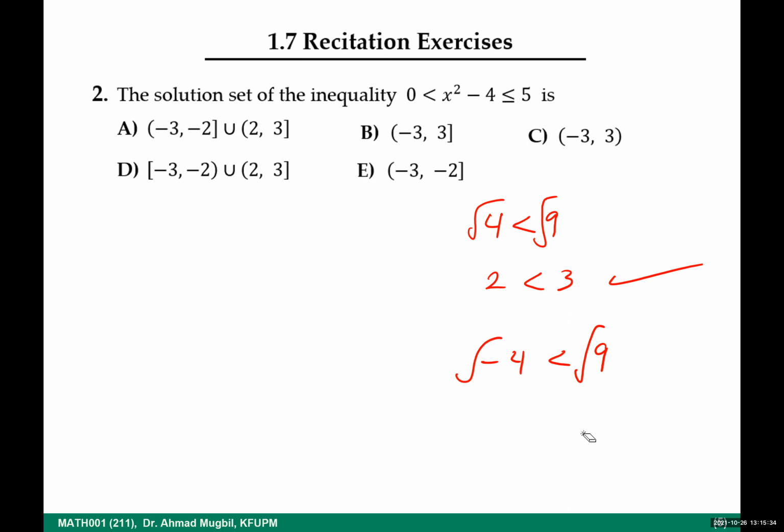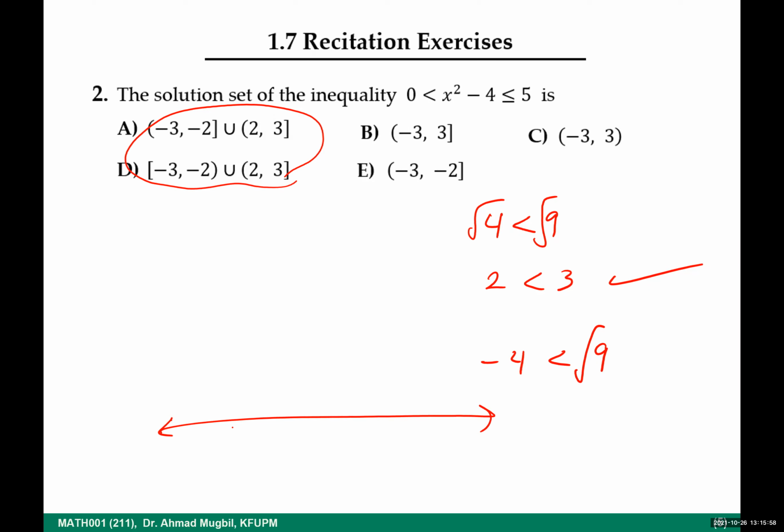So when we take the square root, both must be positive, not the same sign. If they are negative, you cannot take the square root. We are talking about intervals. The intervals are on the real number line, so we are talking about real numbers. When we work on the real number line, we are talking about real numbers.